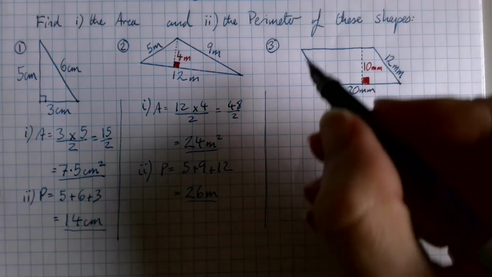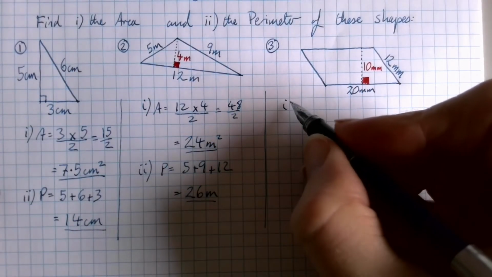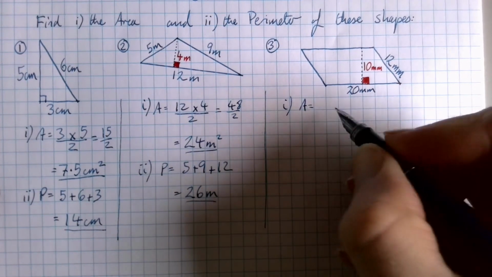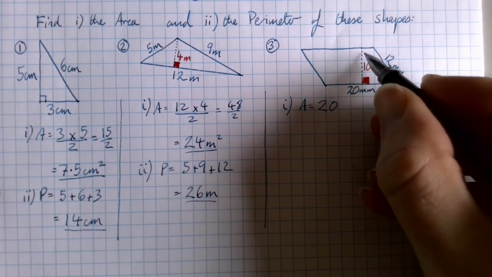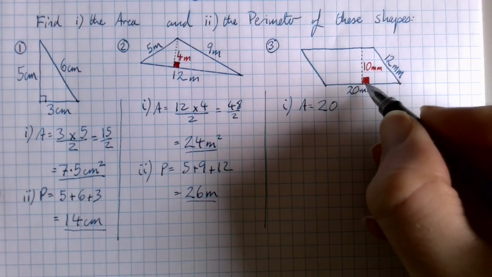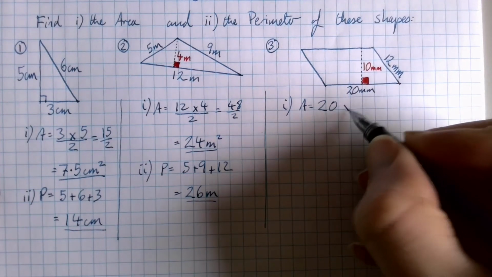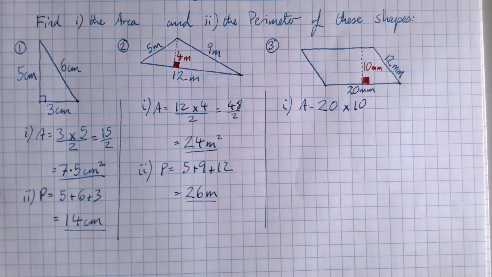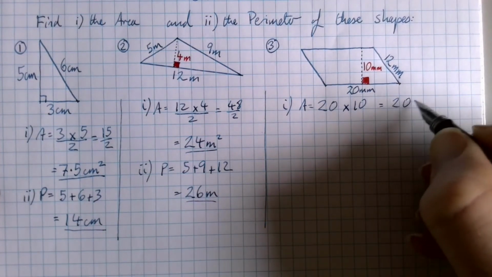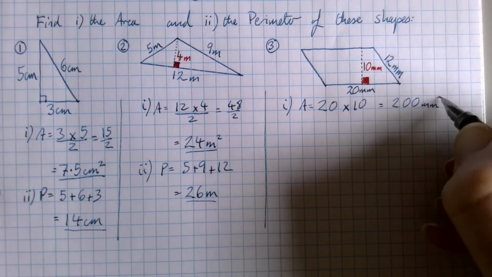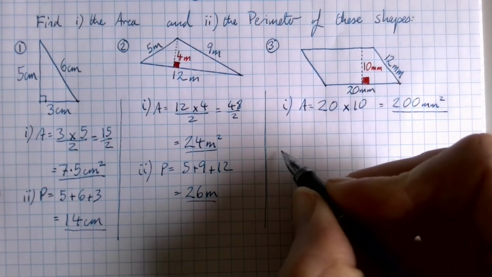Onto the parallelogram, and the area is going to be the base, which is 20. The perpendicular height, that's the red bit here with that little square in the bottom there to show that it's at right angles. So 10 times 20, which is 200 millimeters squared.